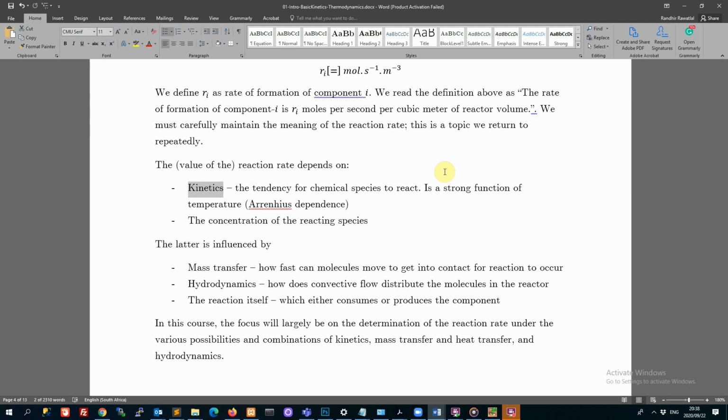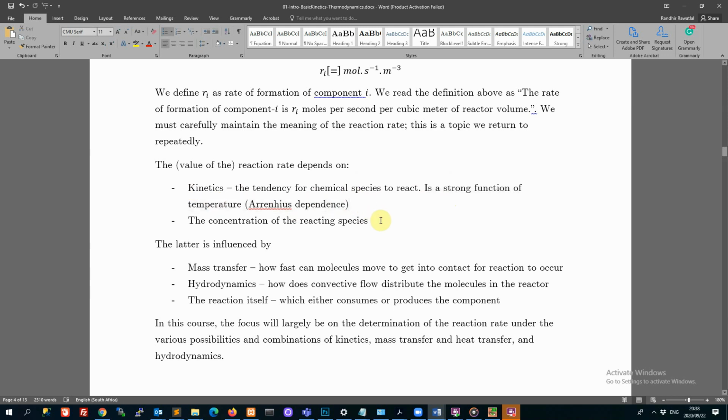How much affinity does component A have for component B? Do they easily combine to give us C, in which case it will happen many times, and so we can talk about a high reaction rate? Or are there certain barriers to A conjoining with B to give us C? So the kinetics tells us how the species tend to react, and hence the rate. And that is a strong function of temperature. The rate at which the actual chemical reaction occurs, as we said many times now, is a strong function of the temperature.